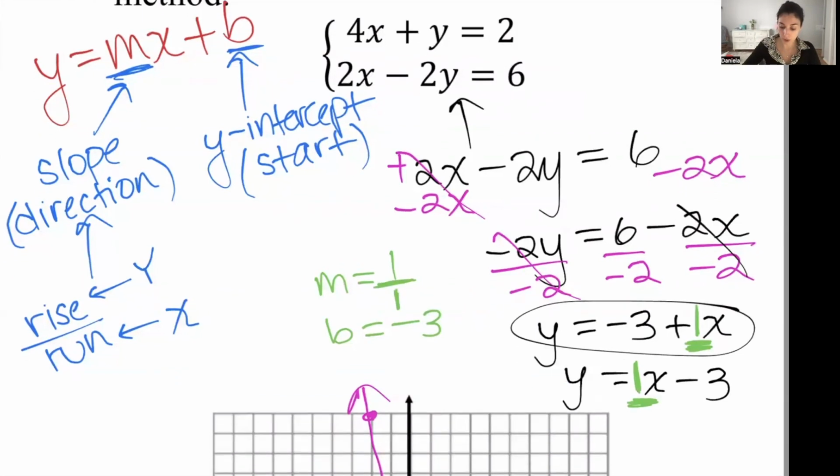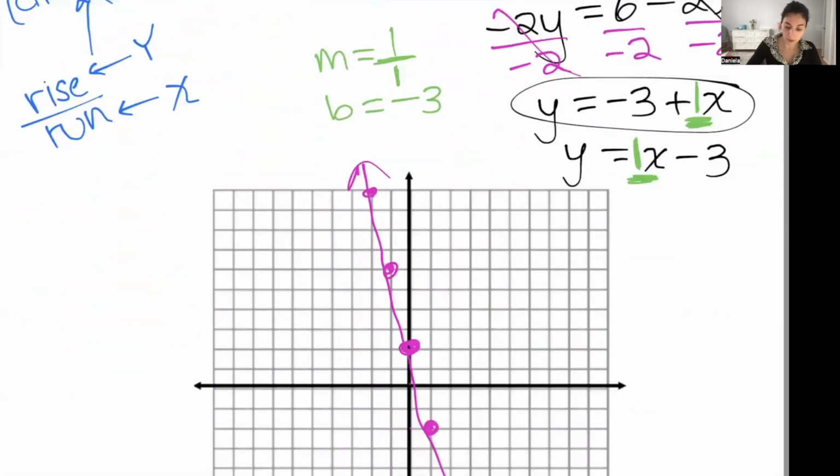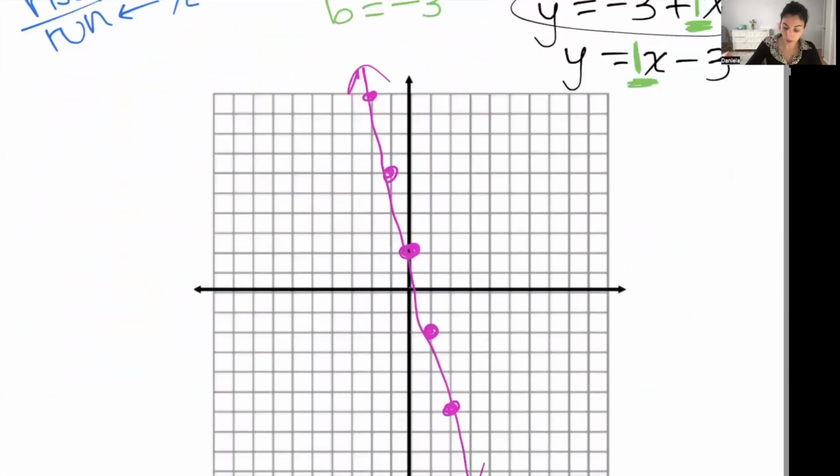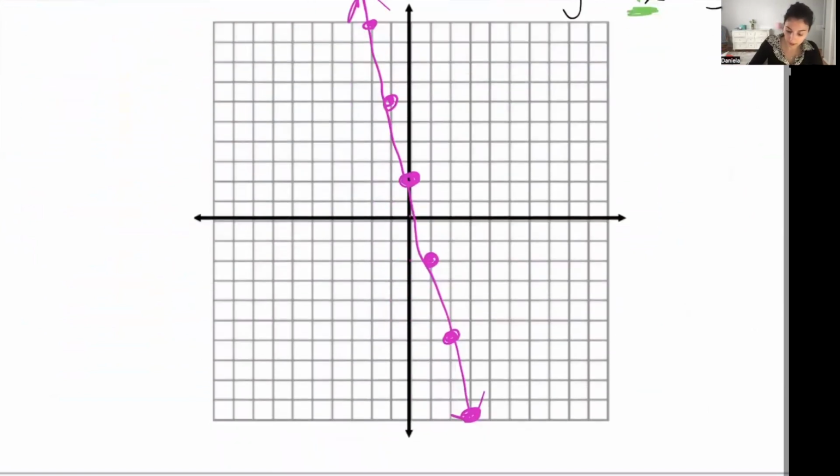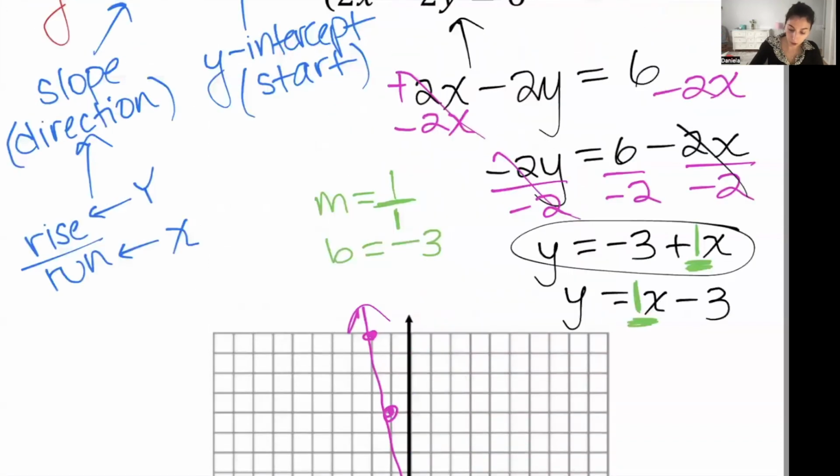So you want to always put it over 1. So the b value is our quote unquote starting point. So on the y-axis, you're going to start at -3. And then the slope, both of them are positive, right? So remember, the y value is either up or down. Because it's positive, it's up.